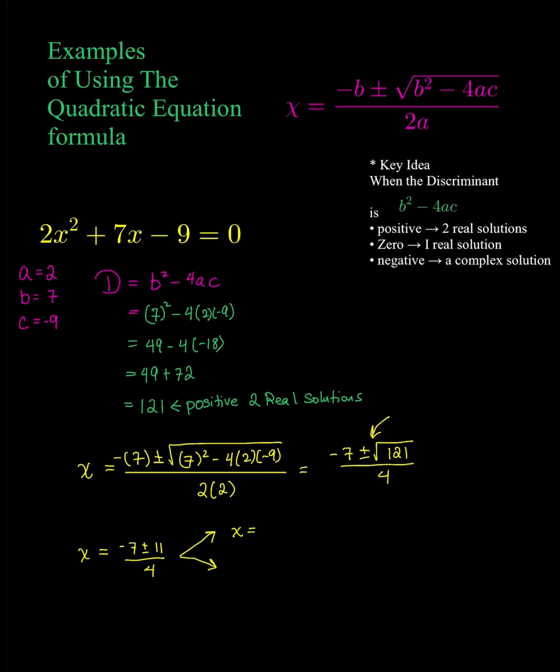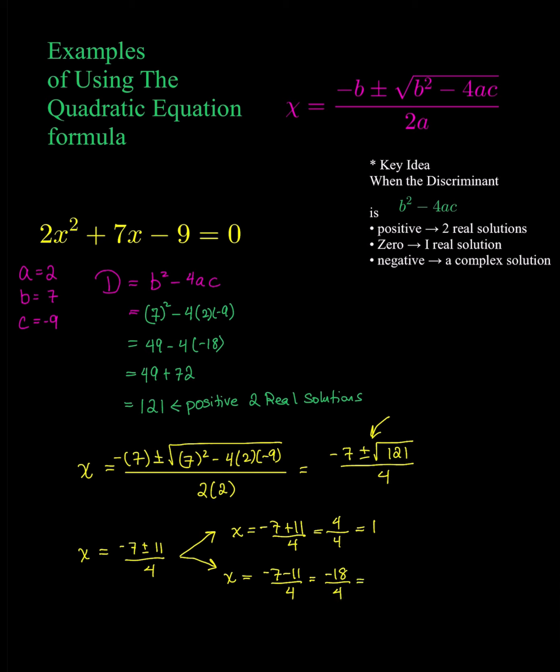X can either equal negative 7 plus 11 divided by 4, or x can equal negative 7 minus 11 divided by 4. Now, if we look at the first solution, negative 7 plus 11 is positive 4. And if you divide that by 4, any number divided by itself results in 1. On the other hand, the second solution is of the following form. Negative 7 minus 11 will give you negative 18 all over 4.